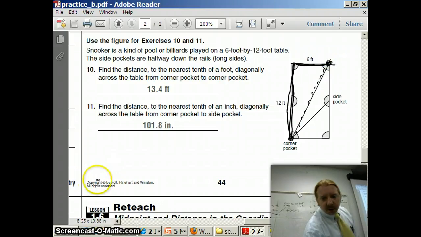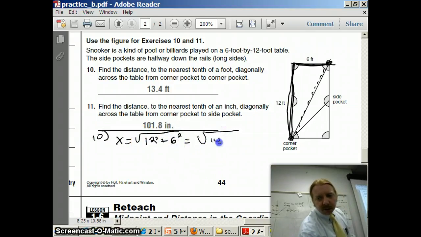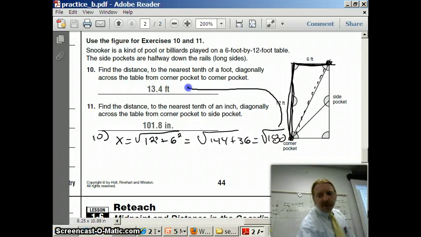So for 10, what I'm going to be doing is saying that x is the square root of 12 squared plus 6 squared, which is the square root of 144 plus 36, which is the square root of 180. And that simplifies to 13.4. So it's really just a setup of right triangles. See that?